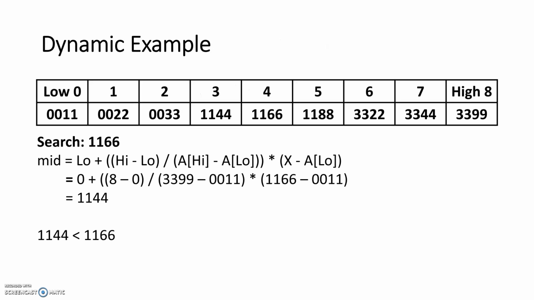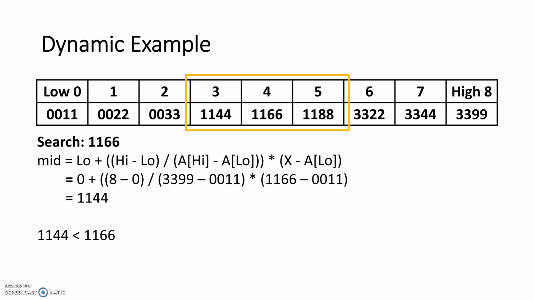What we want to spend most of our time on is a dynamic example. Here's an example that I came up with to help you understand interpolation search and how we actually do this search. Let's suppose we have an array of all these numbers, and we try to find 1166. We will only look at the probe positions from 1144 to 1188. We are not looking at any other spaces since the numbers start with 11.